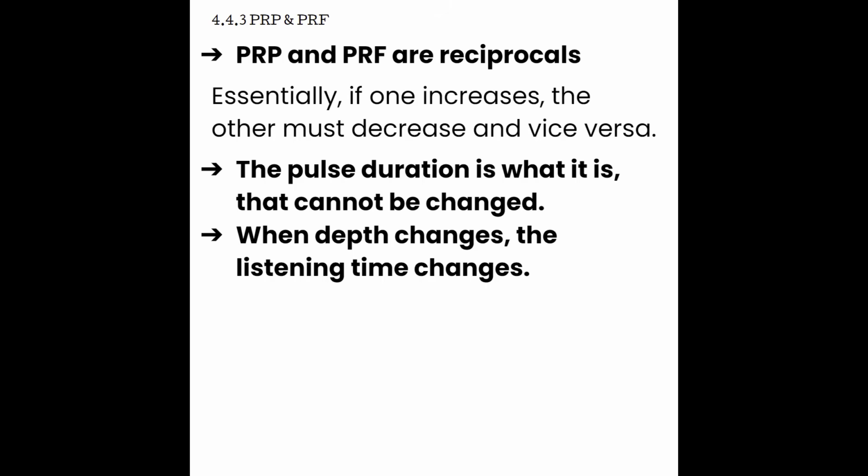Remember that pulse duration is part of the PRP, so it is pulse duration, the on time, plus the off time, but pulse duration is what it is. It cannot be changed. It's going to be set by the machine based on the transducer that we select. And when we change depth, it is actually changing the listening time. It doesn't change the pulse duration. It doesn't change the spatial pulse length. It doesn't change frequency or wavelength or any of that. The only thing that changing the depth changes is the listening time.